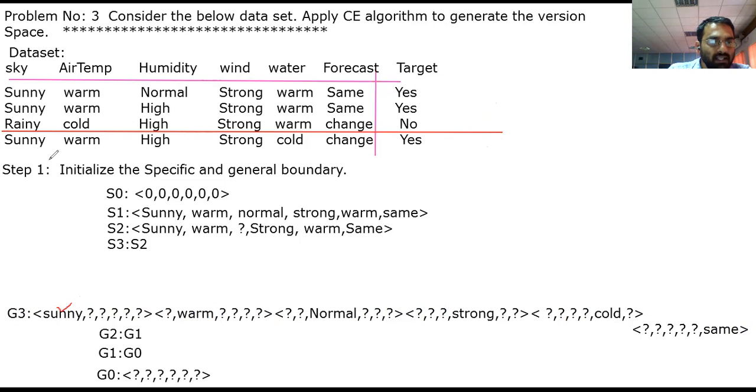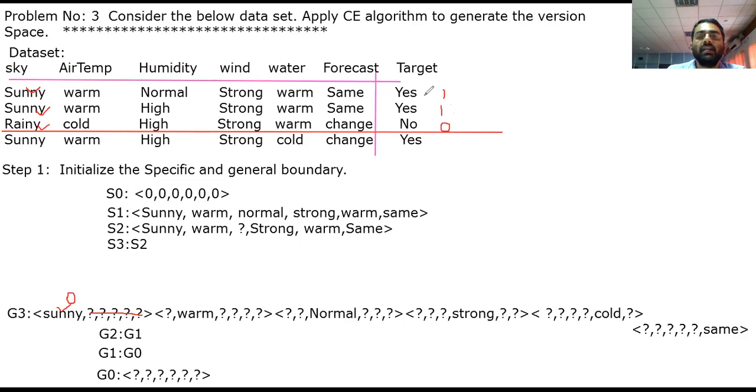Here sunny is there, and here also sunny is there. So 1 multiplied by 1, because of the same attribute value, you will get 1. The output of this instance is 1. Yes, it has understood the first instance correctly. The second instance contains sunny. Here also sunny, same attribute value, and these all are question mark. So 1 multiplied by anything is 1. Next, rainy is there. Here sunny is there, so there is a mismatch. Because of the mismatch, you will get 0. 0 multiplied by anything is 0.